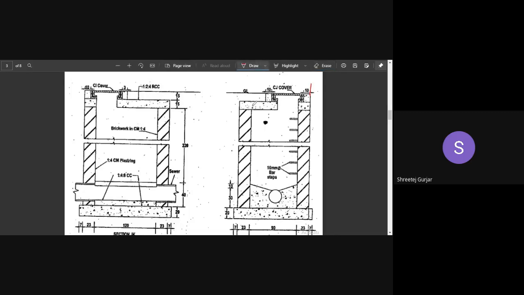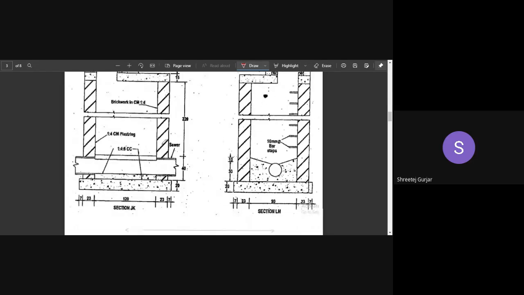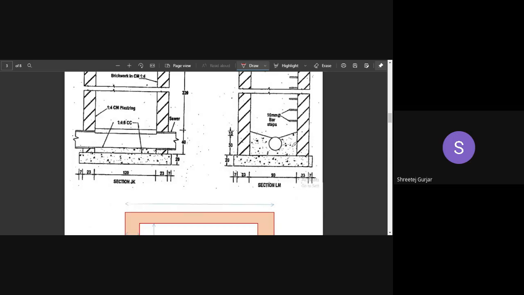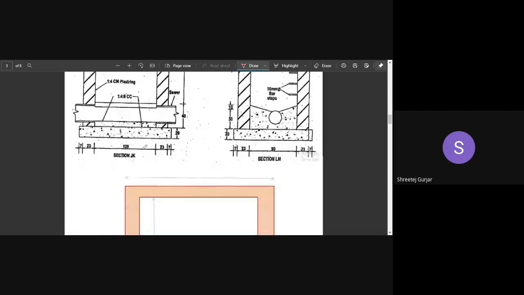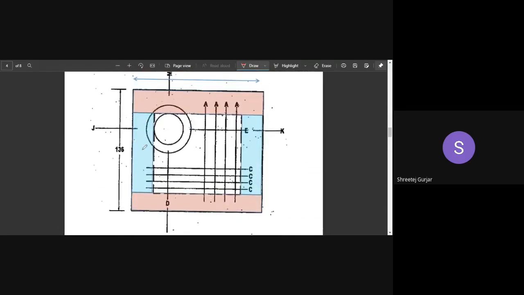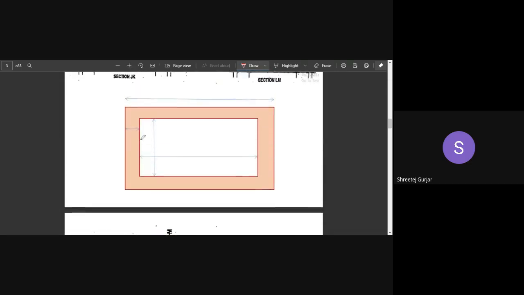So we have roof slab, we have brickwork. No steps, only one size brick wall. Then we have this benching, we have this sewer pipe, and then we have this CC bed at the bottom. Then in the plan it will be visible in this fashion. So this is our manhole cover, which is visible at the top, and then this is the entire rectangular dimension of your manhole. Then let us calculate now.